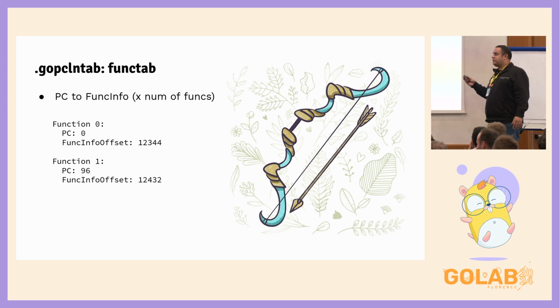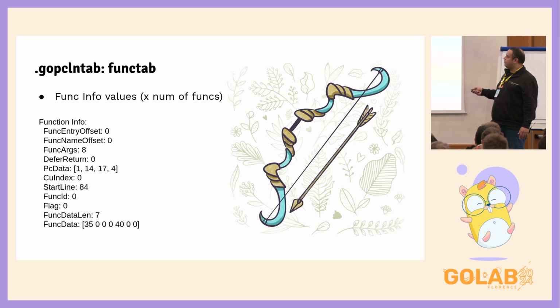An example of that, we have, for example, the first two functions here. The first function has program counter 0, and the offset is that number here. The function number 1 is going to be at program counter 96, and it's going to be pointing here. So if we go to here, it's going to say that the entry offset for the text section is going to be 0 because the program counter is 0 actually. The function name offset is going to be the first one that is in the function names chunk of the Go PCLN tab. The function arguments is the number of bytes that are needed for the function arguments. Things like that. The compilation unit index, the start line, the func ID is nothing, the flags are nothing now, things like that. So we have information about the functions.